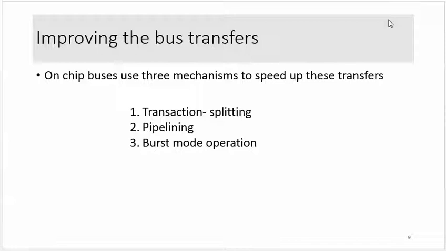On-chip bus uses three mechanisms to speed up this transfer. First is transaction splitting, second pipelining, and the third is bus mode operation. So let's start with the first two, transaction splitting and pipelining.